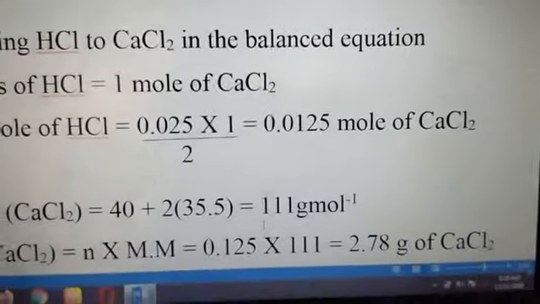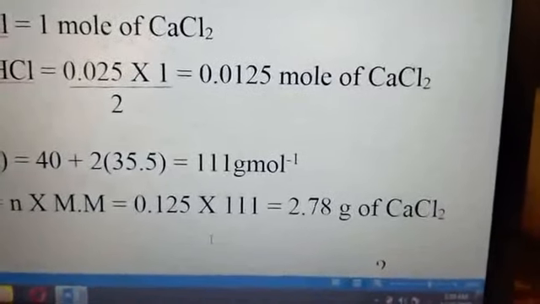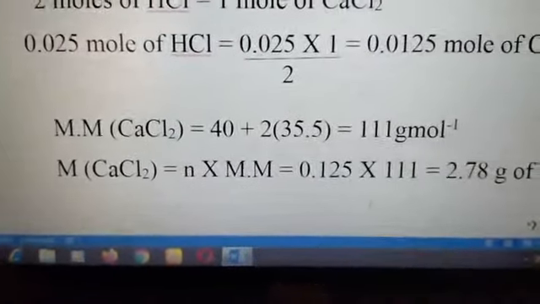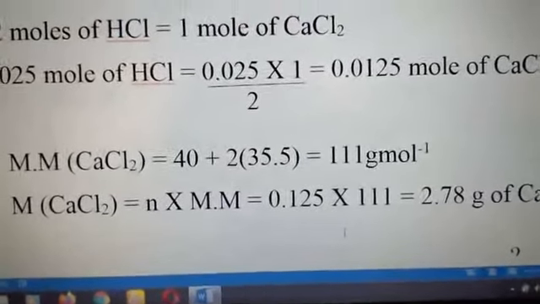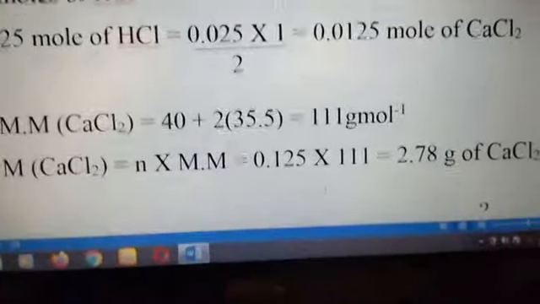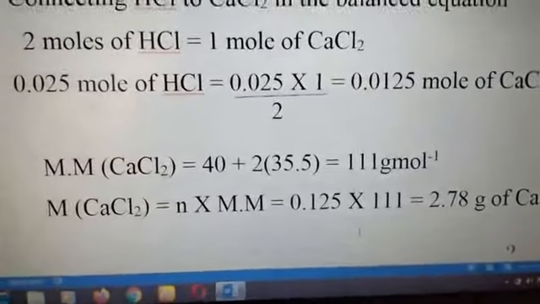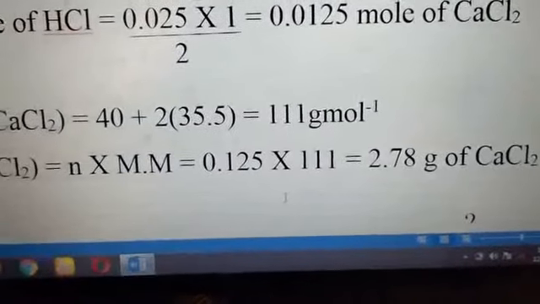mole of calcium chloride. Since we're looking for the mass of calcium chloride, we have to convert this mole to mass. The molar mass of calcium chloride is given to us as 111 gram per mole. You can calculate it. It's already given to you in the question. Using atoms of calcium as 40, chlorine as 35.5 times 2, which is 71, plus 40, that is 111 gram per mole.